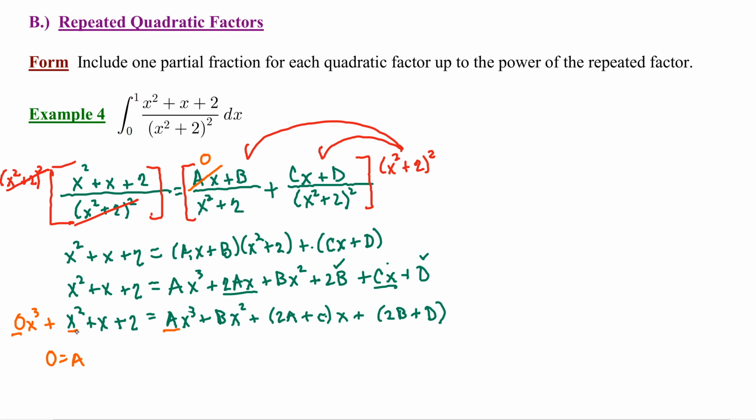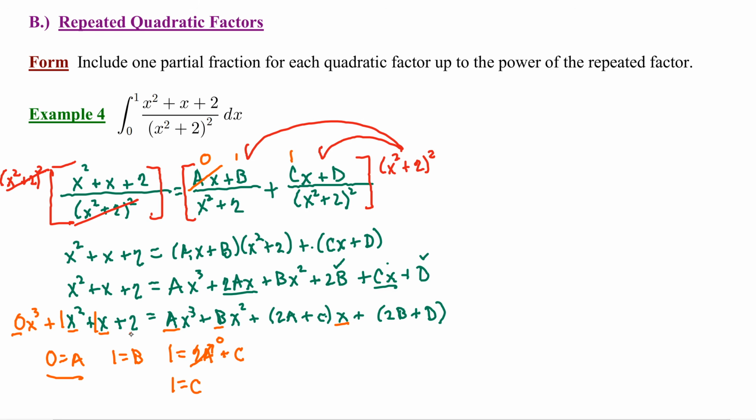Looking at the coefficient of x squared on the left, clearly it is 1. We're going to set that equal to the coefficient of x squared on the right, and so we can see b will be equal to 1. Next, we have the coefficient of x on the left, which is 1. I'm going to set it equal to the coefficient of x on the right. That's 2a plus c. Now, remember, back over here, we learned that a is 0, so we can also see here c is going to be equal to 1.